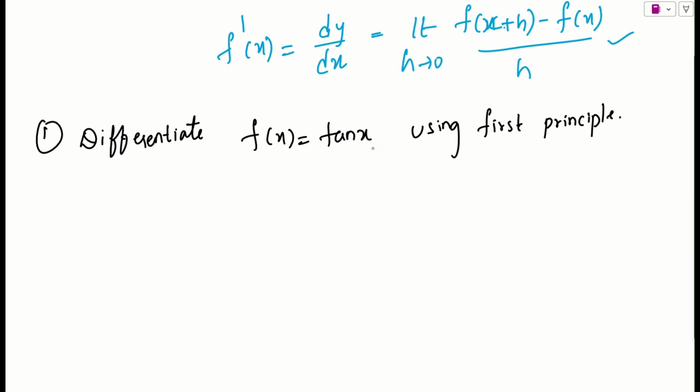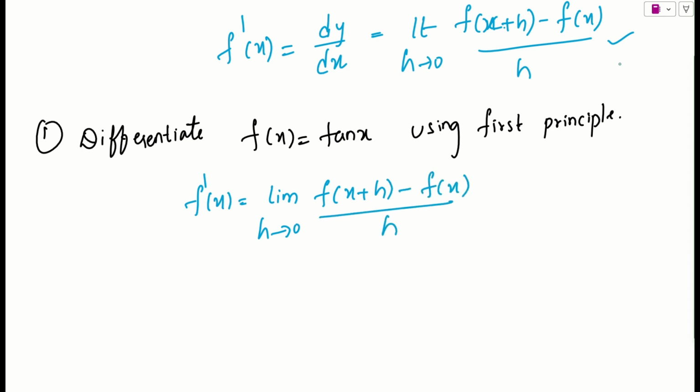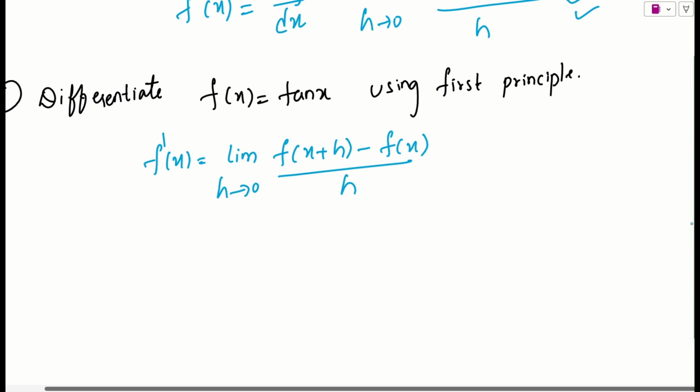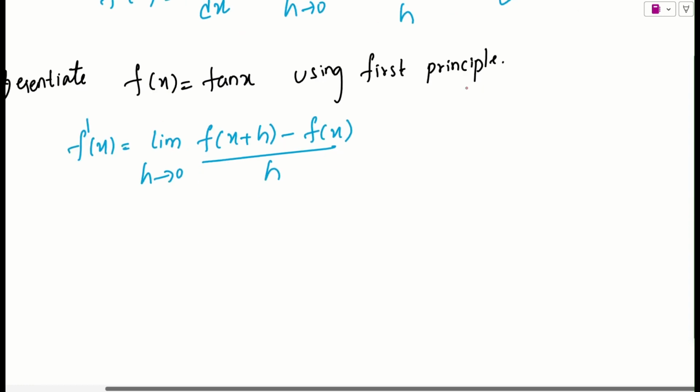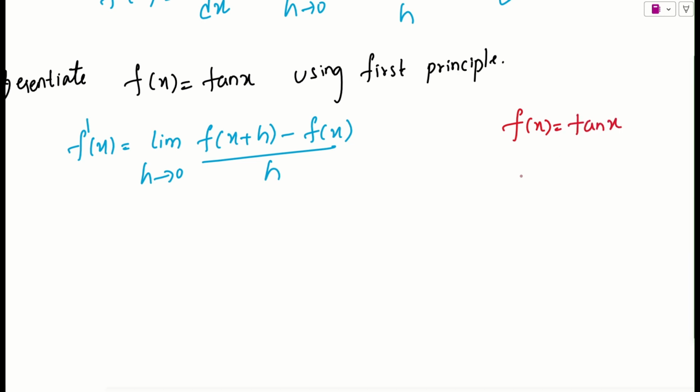So in our case, f of x is tan x. What is the differentiation formula I said just now? F dash of x is limit h tends to 0 of f of x plus h minus f of x by h. I'll be using the same formula in this case. What is f of x? Which is tan x. What is the meaning of x plus h here? Wherever x is there, you have to replace it with simply x plus h.